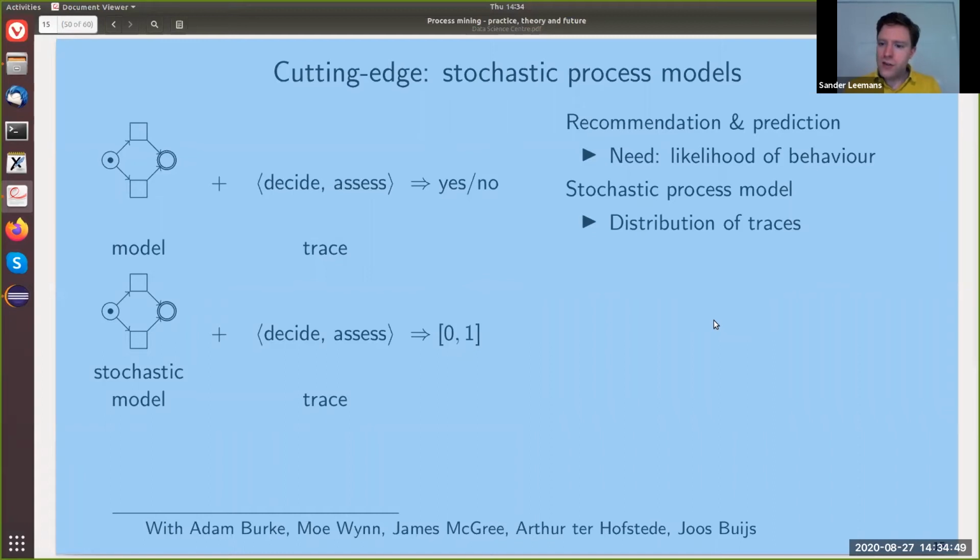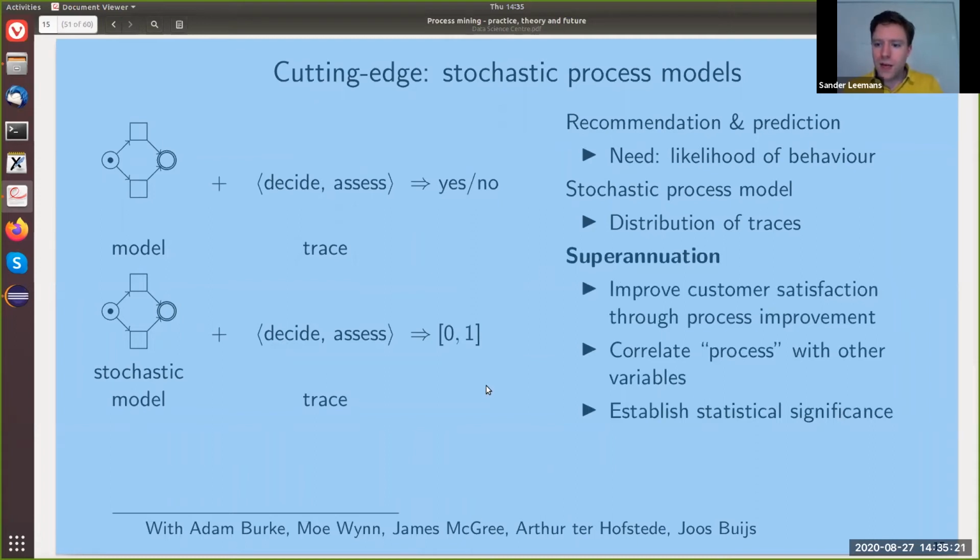Now, this changes quite a few things in process mining and will keep us busy for quite a few years, because now an event log is not just a collection of things that have happened, but it is actually a distribution of traces. How likely is it? So you can imagine that we need to redo discovery, we need to redo conformance, and we need to redo enhancement. All because stochastic models are of a completely different nature.